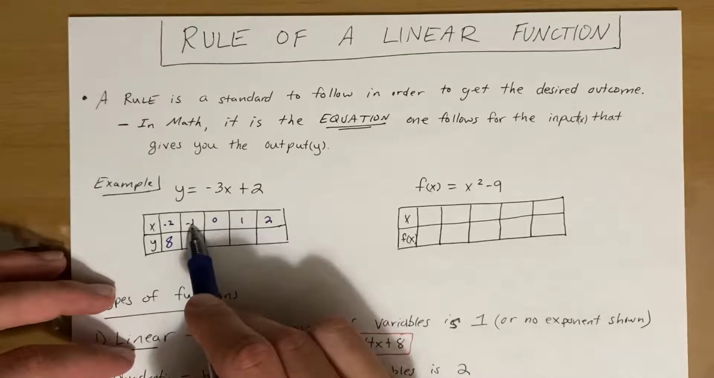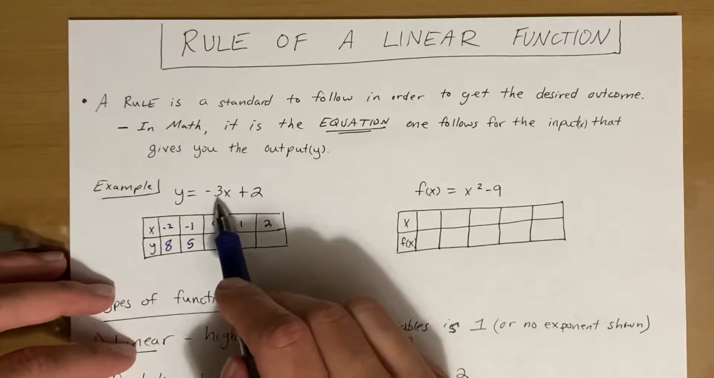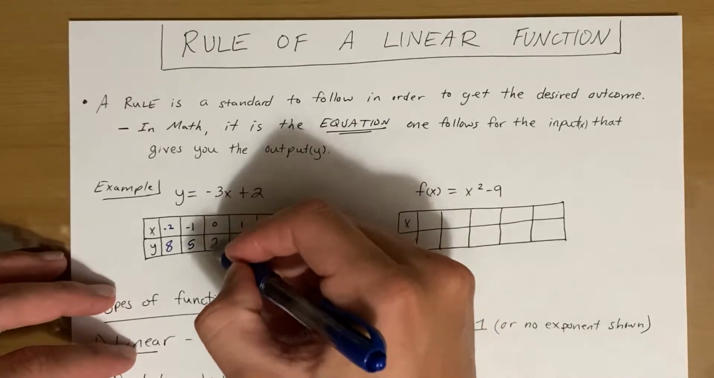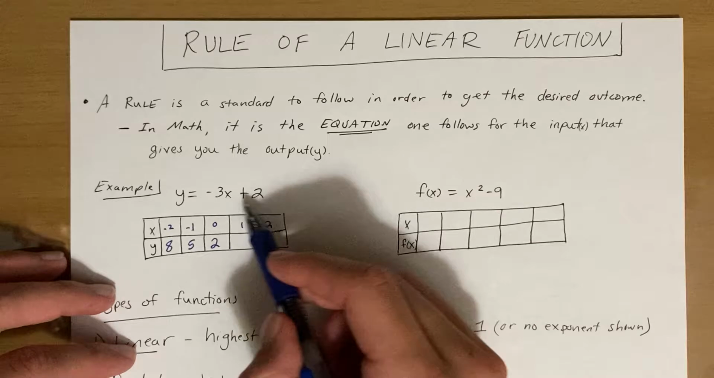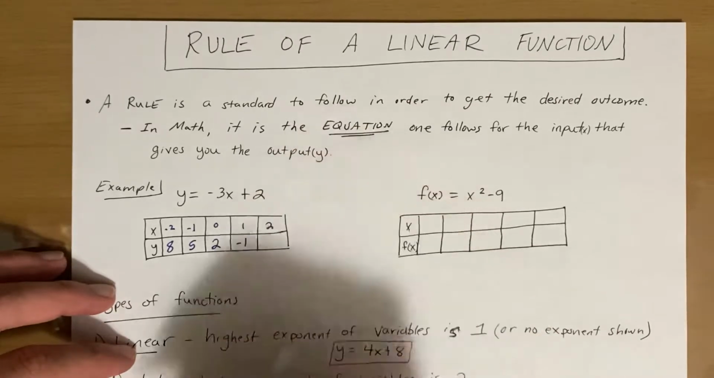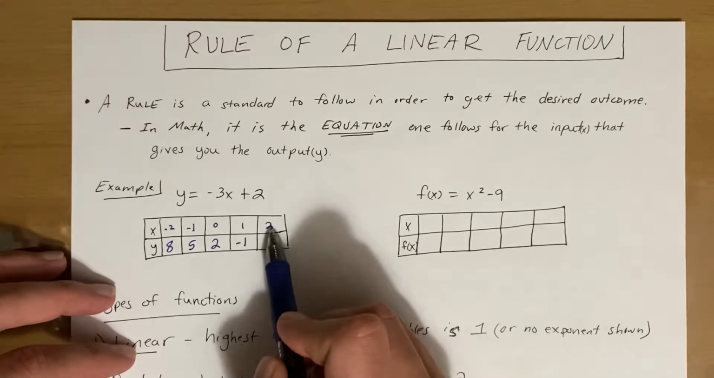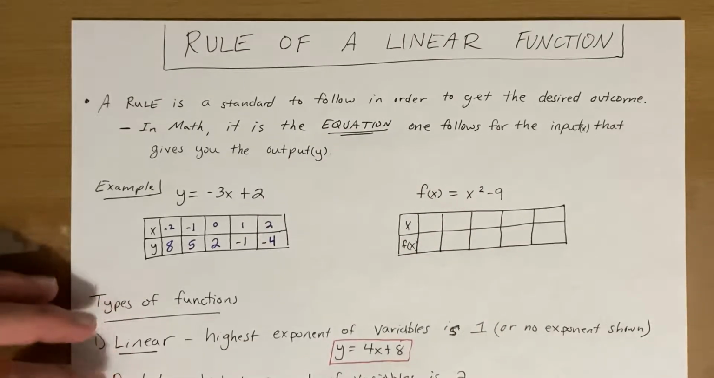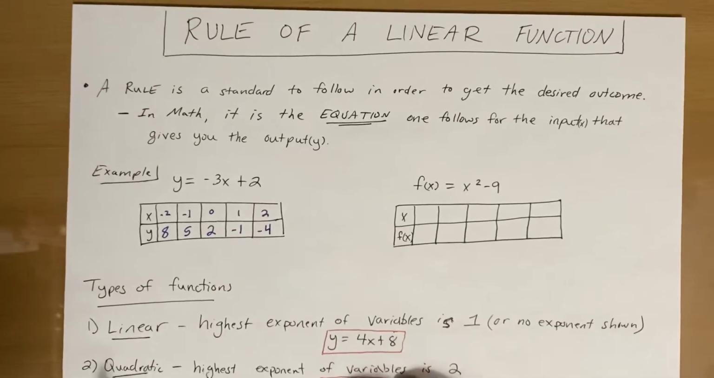-3 times -1 is 3, plus 2 is 5. -3 times 0 would just be 0, plus 2 would be 2. -3 times 1 would be -3. -3 plus 2 would give me -1. -3 times 2 would be -6. -6 plus 2 would give me -4. So that's just the rule that I would follow for that equation, y equals -3x plus 2.